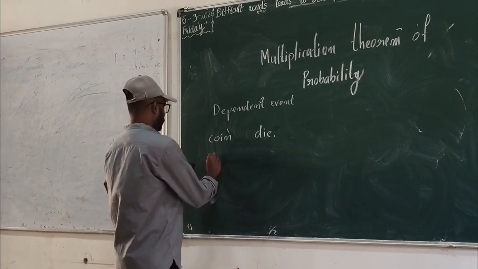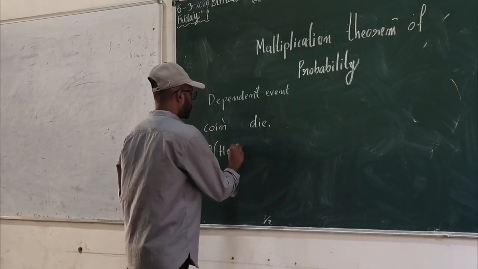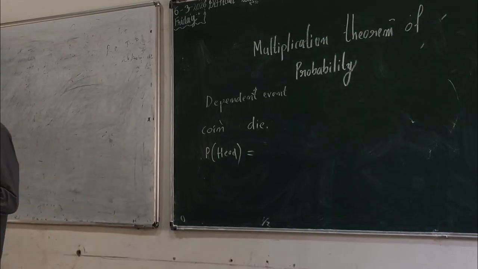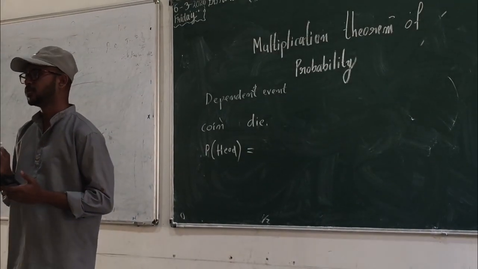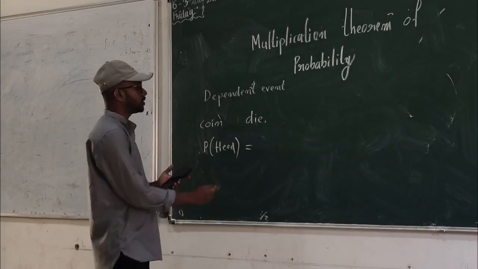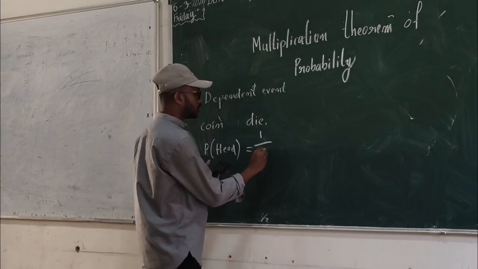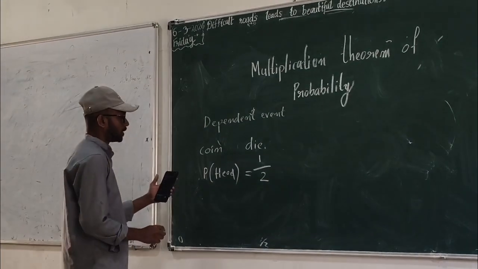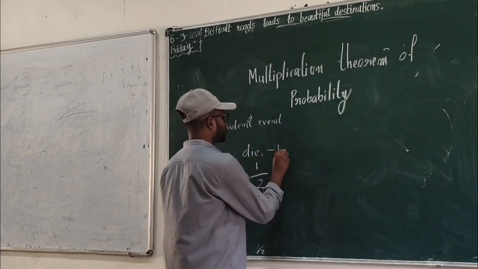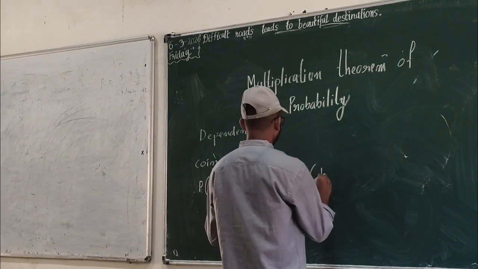So for a coin, what is the probability of getting a head? There are only two sides of the coin, that is head and tail. So the probability of getting a head is 1 out of the total number of outcomes, which is 2. This is for the coin. And what is the outcome for the die to get 4? Probability of getting 4 for a die.